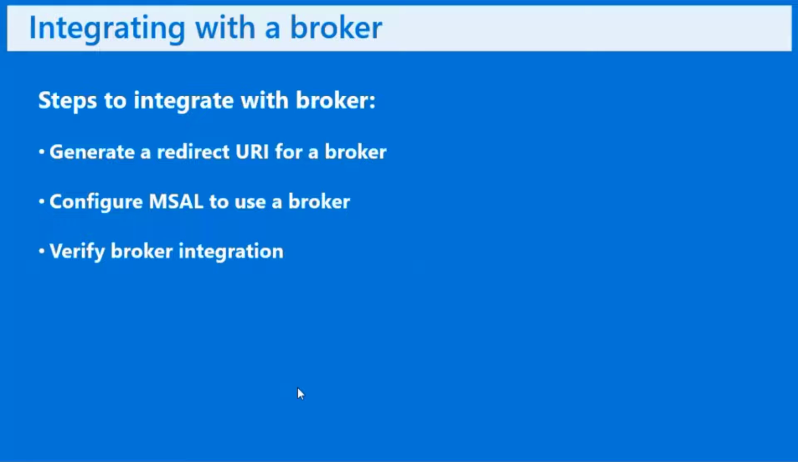So there are three major steps, which we are also going to watch in a demo today, which we need to focus on while integrating with the broker. First, we would need to generate a redirect URI to enable the broker, and then configure our MSAL application to use the broker. There are some config values which we would need to update, and then we are going to verify our broker integration in the demo.